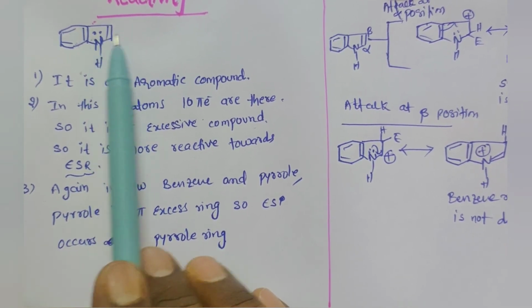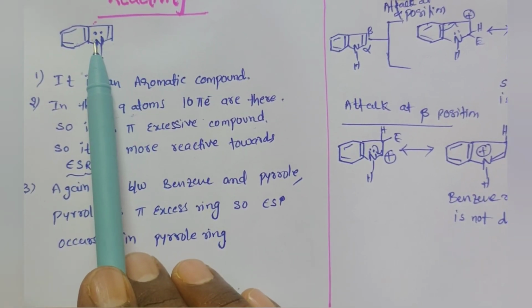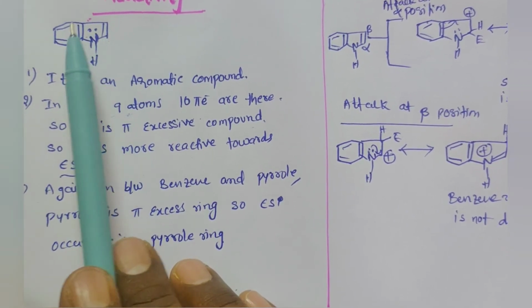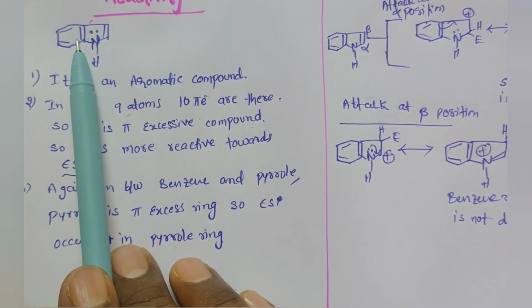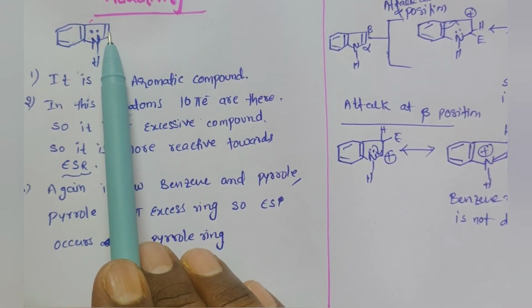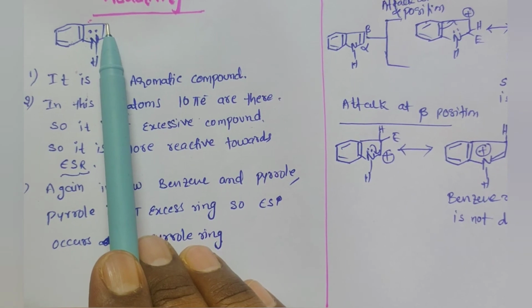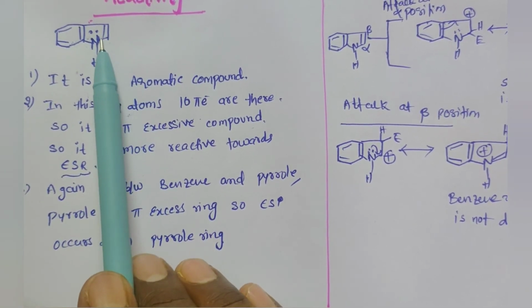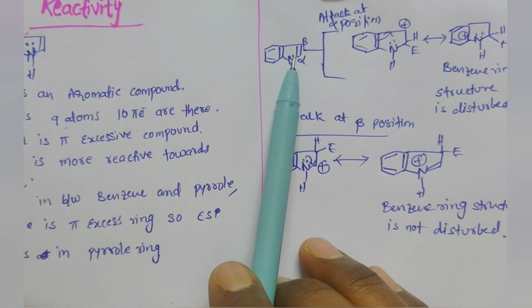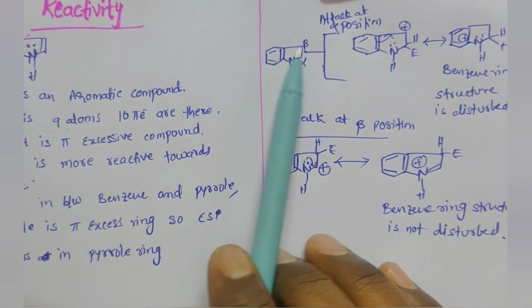When indole is subjected to electrophilic substitution, the electrophile will be substituted in the pyrrole ring rather than in the benzene ring. And again, we have to understand at which position, either at the alpha position or at the beta position, the electrophilic substitution takes place. To understand that, we have to take the resonance structures of these substituted products.